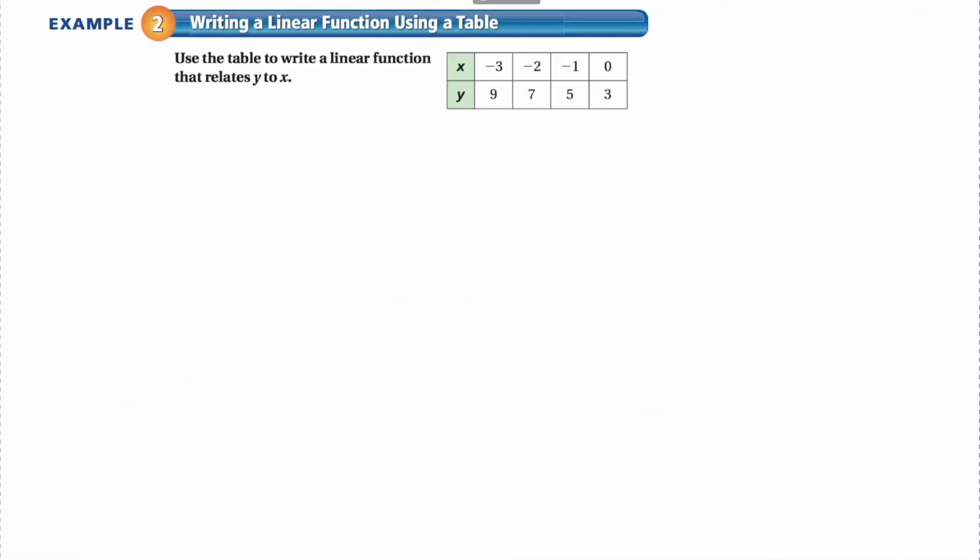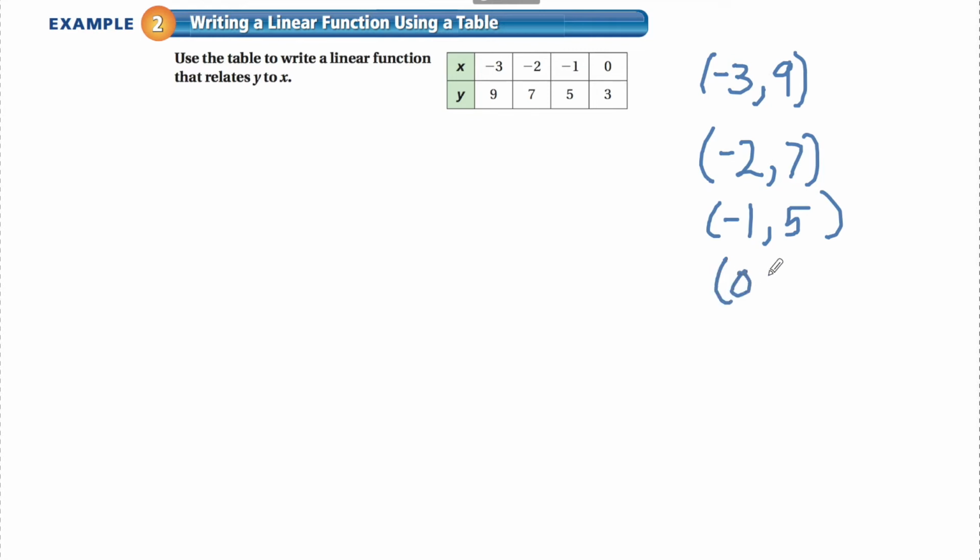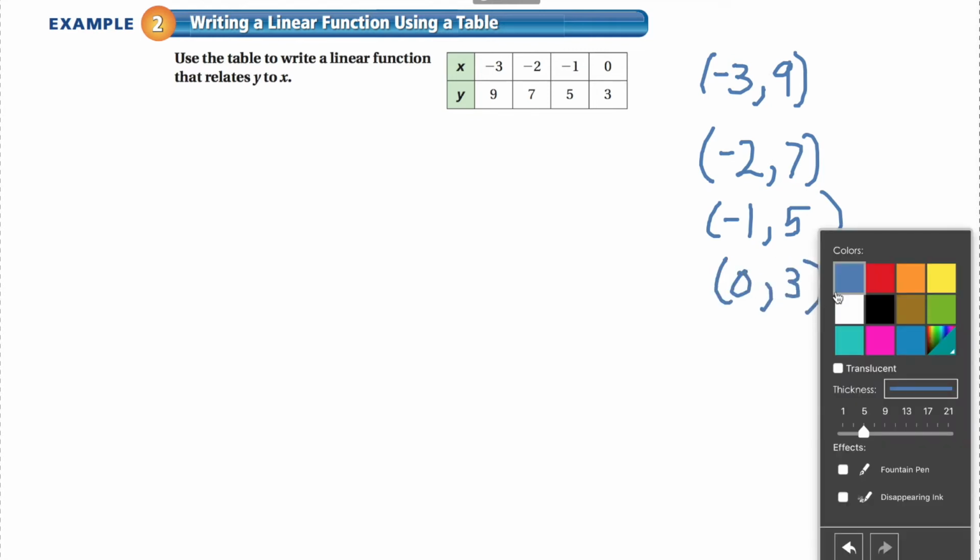Example 2 wants us to write a linear function using a table. We're going to use the table to write a linear function that relates y to x. So first, we can write all of these as ordered pairs. All of our values from the table can be written as ordered pairs: (-3, 9), (-2, 7), (-1, 5), and (0, 3).